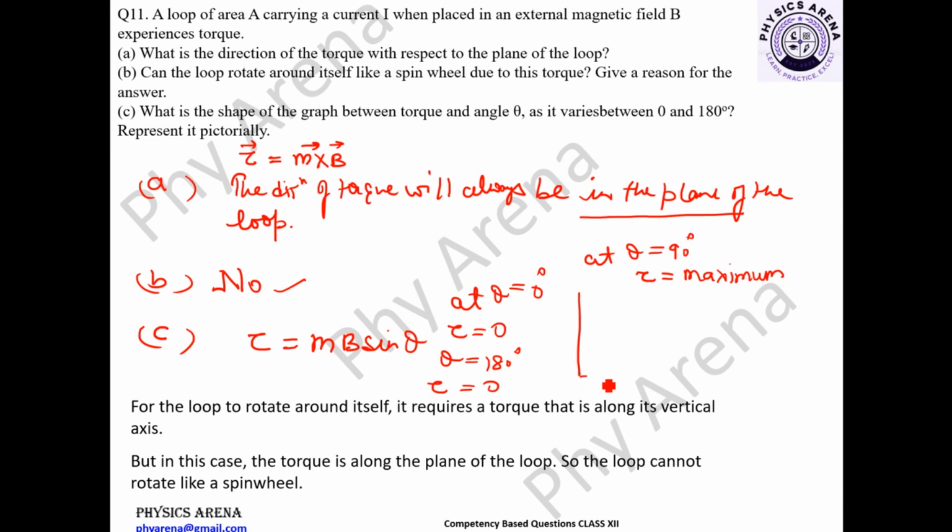So we can draw a graph like this. At theta equal to 0, it will start from 0, attain a maximum value at theta equal to 90, and then again come back to 0 at theta equal to 180 degrees. And that is the answer for part C.